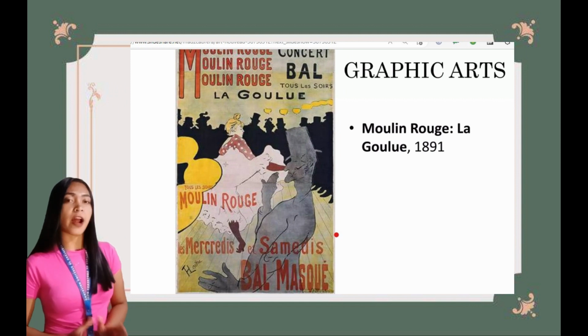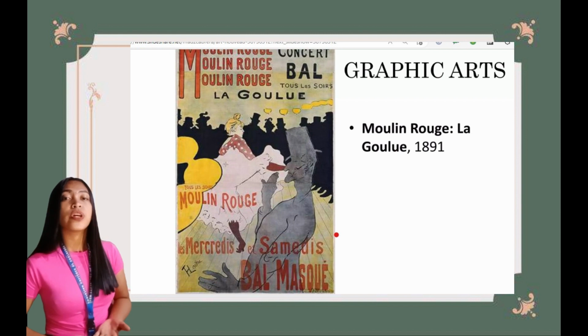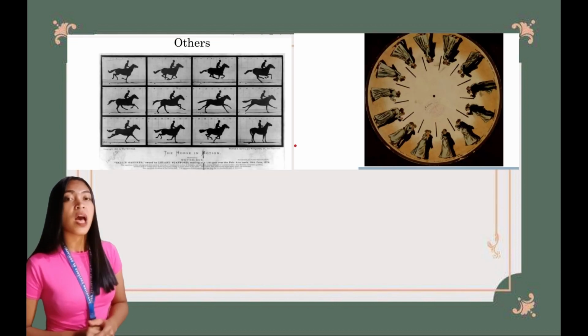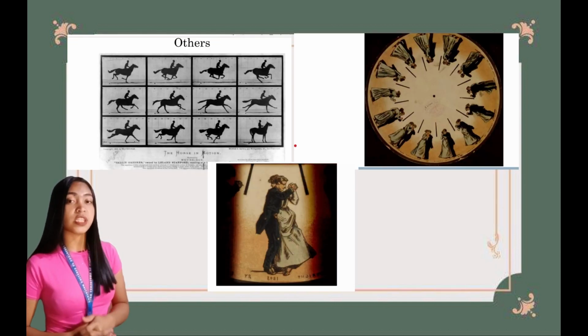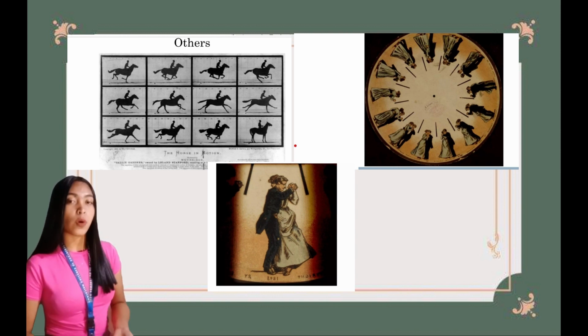In the field of graphic arts, an example to that is the artwork called Moulin Rouge. Moulin Rouge, La Goulue is a poster by French artist Henri de Toulouse-Lautrec, and other examples as depicted here are the horse in motion and other graphic arts or posters.